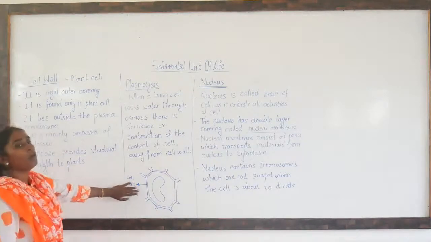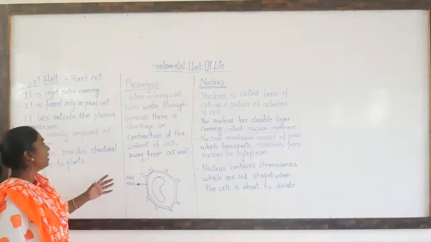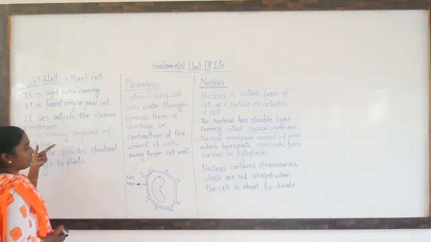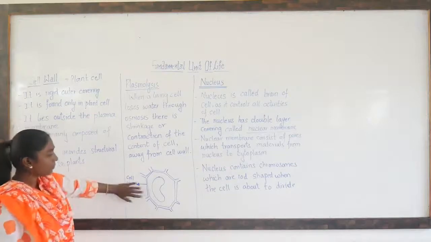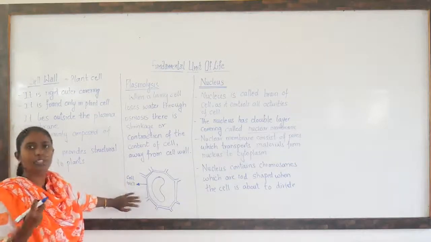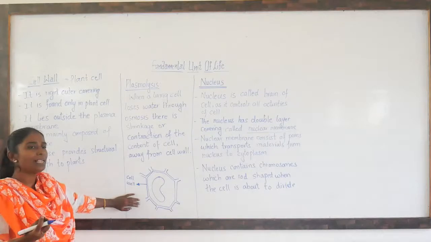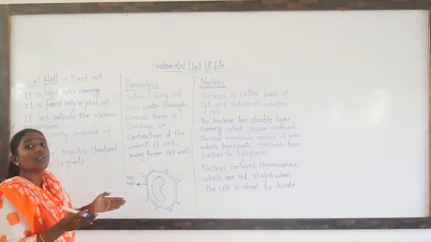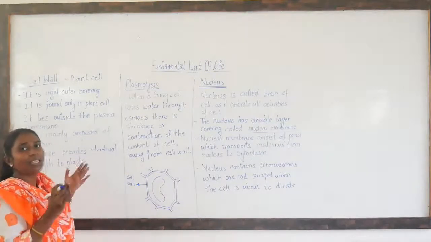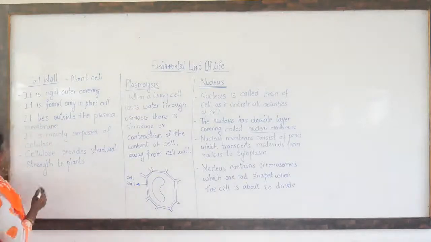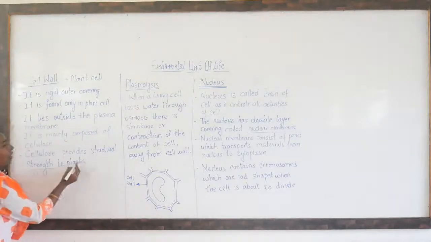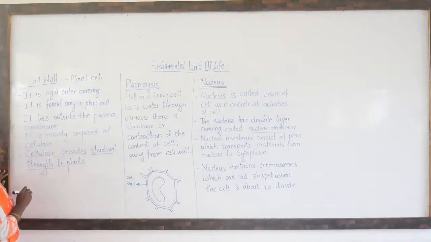Now what is this cell wall made up of? The cell wall is made up of cellulose. Now this cellulose, since it gives you a rigid structure, it helps us to maintain the structure of a plant. And it also provides a structural strength, giving it a shape.